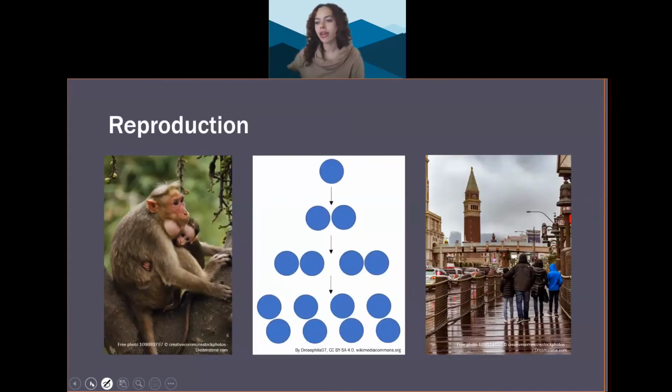A third property of life is reproduction. If that thing can't produce more of that thing, then it doesn't have this property of life. Baboons mate to make more baboons, and bacterial cells replicate themselves to make more bacterial cells. Humans are also really good at reproducing.